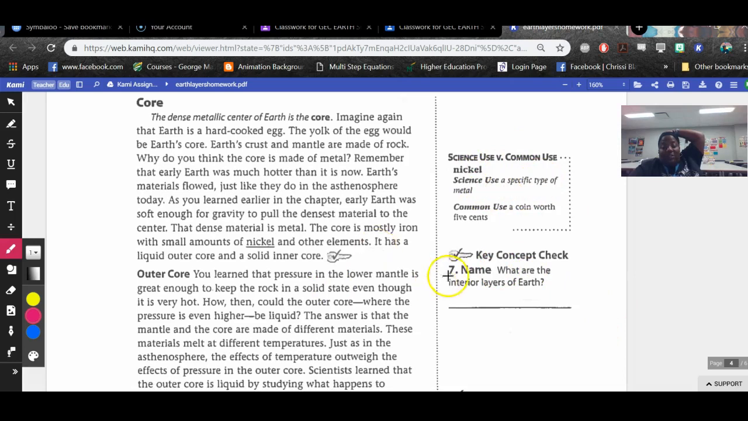By the way, science words. And then now, name the interior layers of the Earth. The dense material is metal. The core is mostly iron with some amount of nickel and other elements. What are the interior layers of Earth? We have this information right here. You choose any of that to go right here.